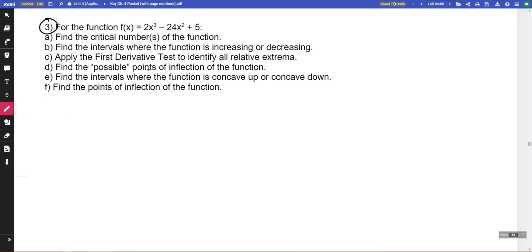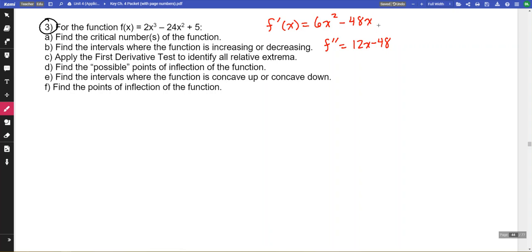Okay, so how are we going to work through this? Well, we want to find each of these items, so let's just work slowly through. We know we're going to need f prime of x. F prime of x is going to be equal to 6x squared minus 48x. All right, so our derivative using the power rule. And we know we need our second derivative. And our second derivative is going to be 12x minus 48.